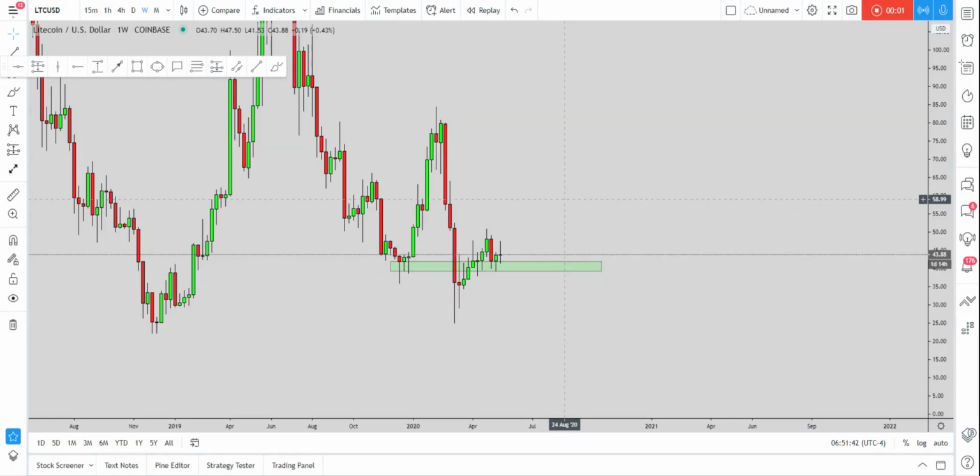Okay, so what kind of situation do we have at the moment from a weekly perspective on LTC USD? We know that we had strong support at this area. The market broke that zone to the downside, and it turned into resistance here. However, the market broke back above it and now it is again support here.